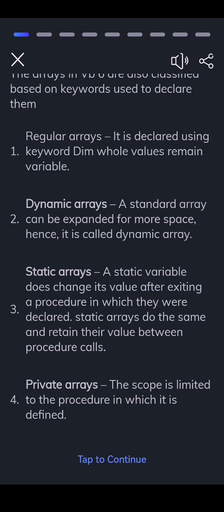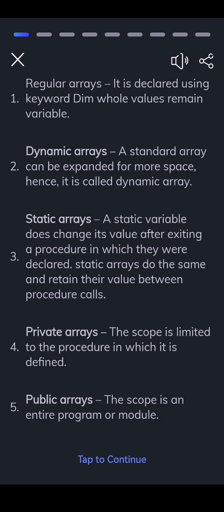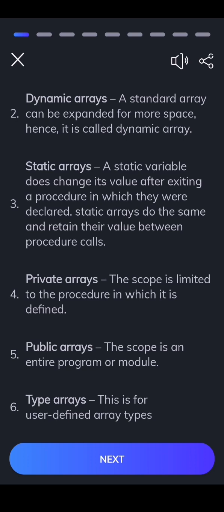Private arrays: the scope is limited to the procedure in which it is defined. Public arrays: the scope is the entire program or module. Type arrays: this is for user-defined array types.